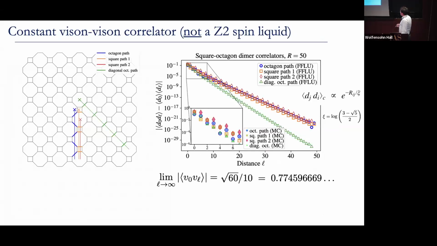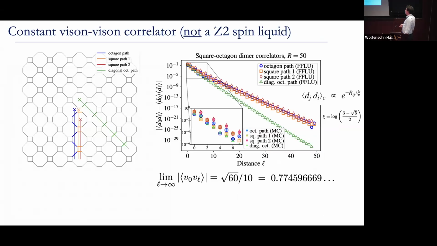So this is a calculation of the dimer-dimer correlator. And we have been able to calculate analytically the Wilson-Wilson correlator. It happens to be square root of 6/10. It's a constant. It doesn't decay at all.